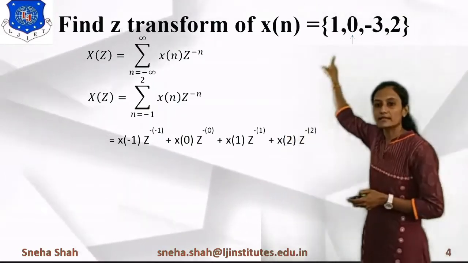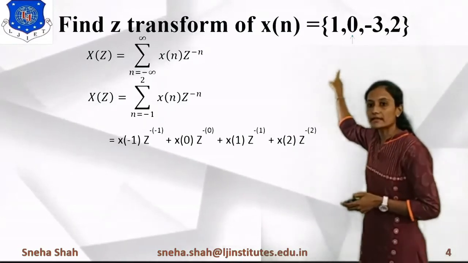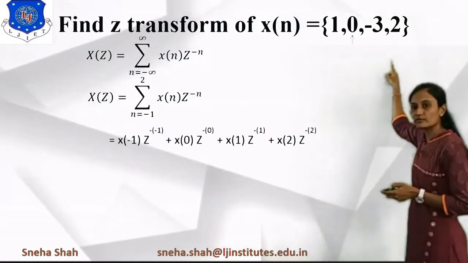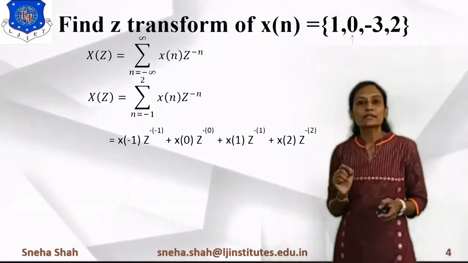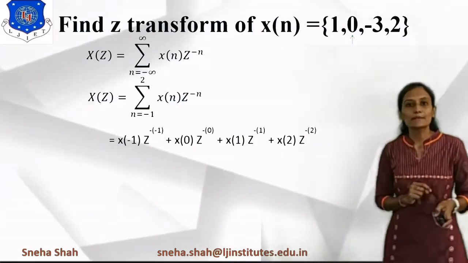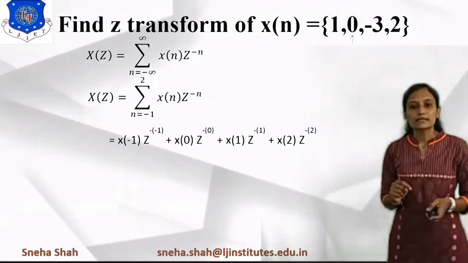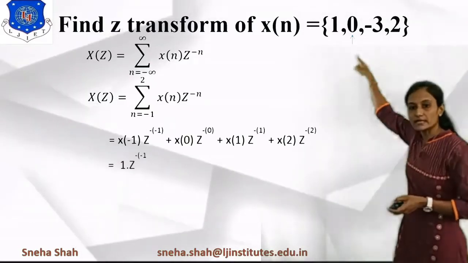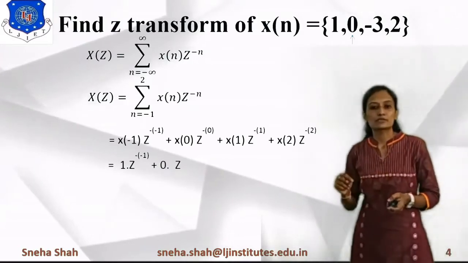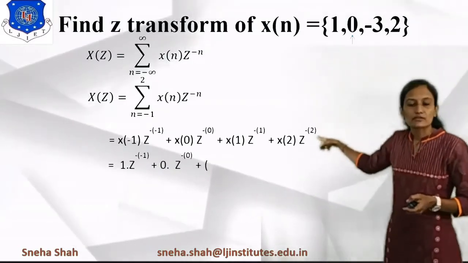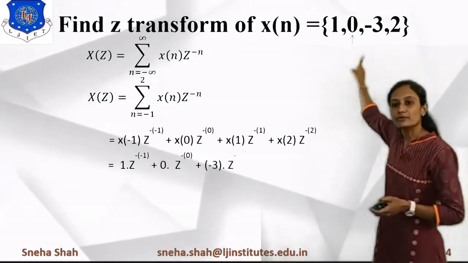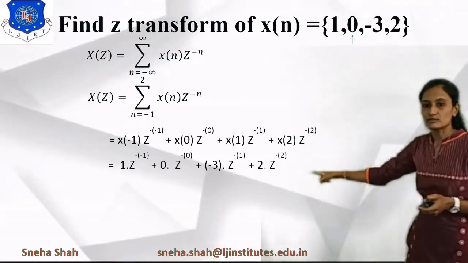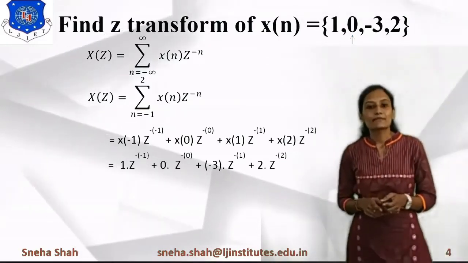Now we will put the values of all the terms. x of minus 1 is 1, x of 0 is 0, x of 1 is minus 3, and x of 2 is 2. So if we put all these values in this equation, then what will be the next step? 1 into z to the power minus of minus 1, plus x of 0 equals 0, so I will put 0 into z to the power 0, plus x of 1, instead of x of 1 I will put minus 3, so minus 3 into z to the power minus 1, plus 2 into z to the power minus 2.